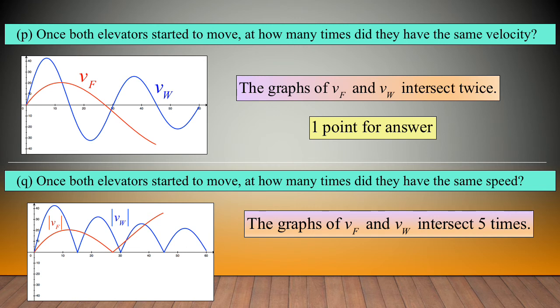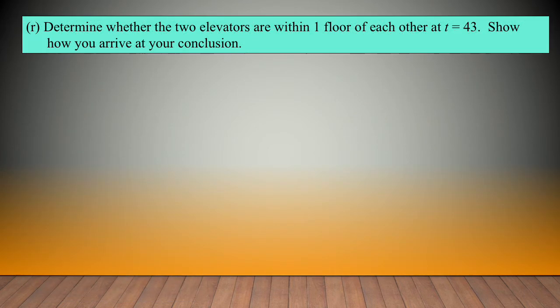And we find that the graphs of V sub F and V sub W beyond t equals 0 intersect 5 times. So again, only 1 point for the answer of 5. Question R asks, to determine whether the two elevators are within one floor of each other at t equals 43. And we want to show how you arrive at your conclusion.